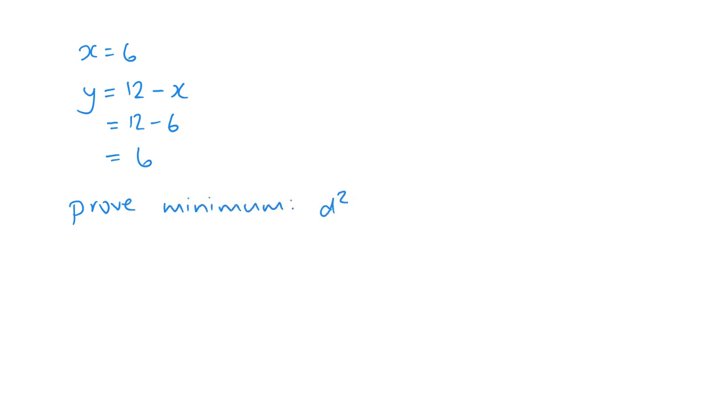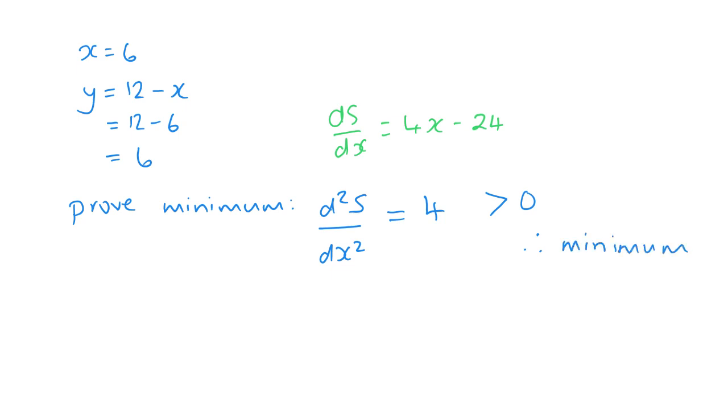So we had that x was 6, and we know that y equals 12 minus x, so that's 12 minus 6, so that's 6. Then we want to prove that it's a minimum, so we need d2S by dx squared. Our dS by dx was 4x minus 24, so differentiate again, we get 4, that's greater than 0, therefore it is a minimum. And then the question asks for the minimum value of the sum of the squares, so we need to find the value of x squared plus y squared. That's 6 squared plus 6 squared, so that gives you 72.